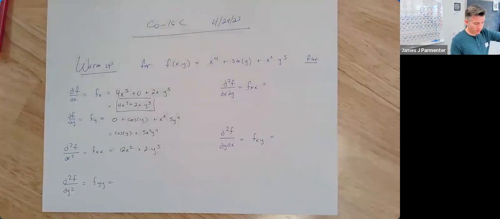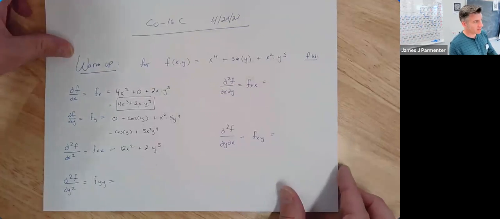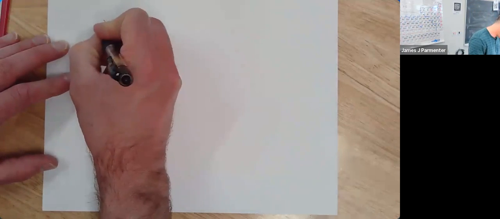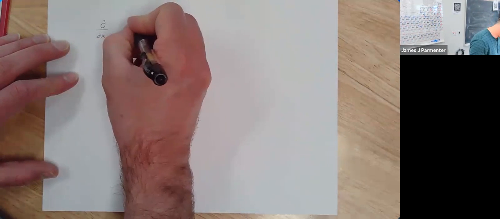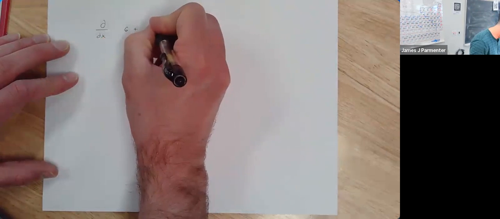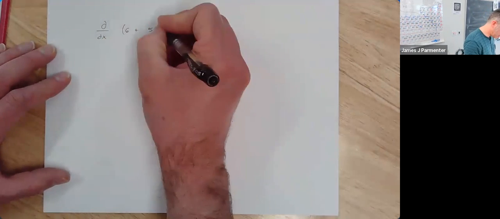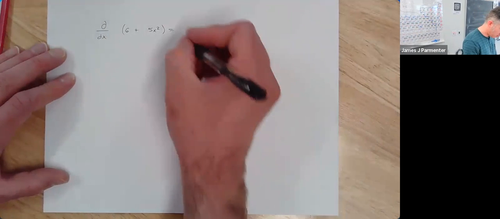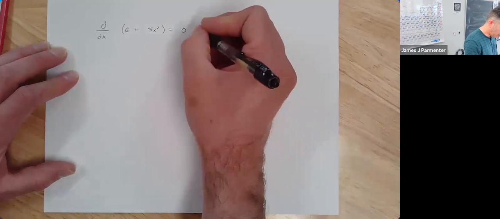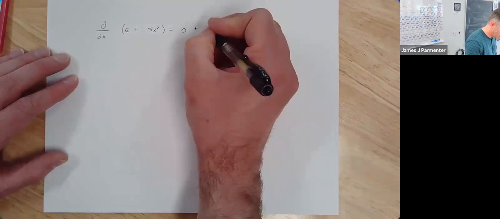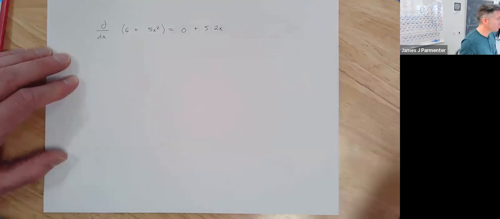Well, that's an excellent question. It's because one of them is on its own, while the other one is multiplied by something that's a variable. It's like the difference between taking the derivative of, say, 6 plus 5x squared. Well, what's the derivative of 6? Right. What's the derivative of 5x squared? Right. But I really would like you to see that as 5 times 2x.